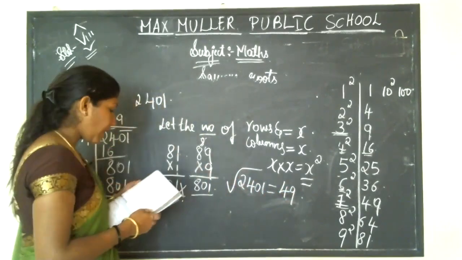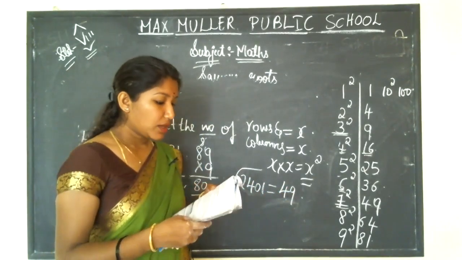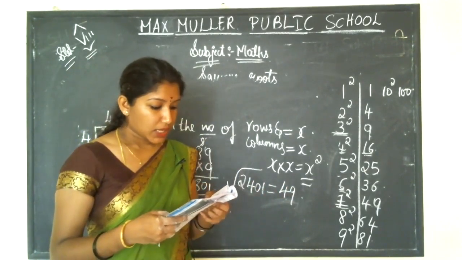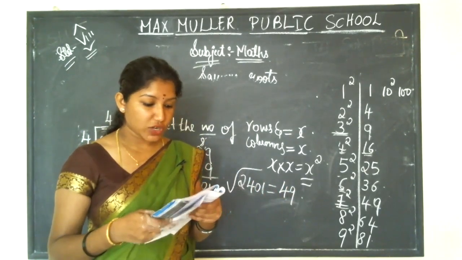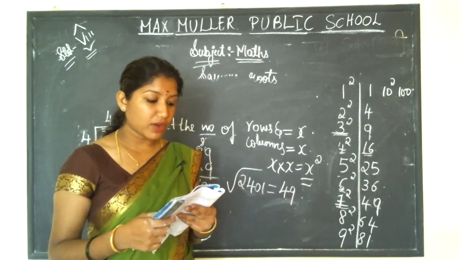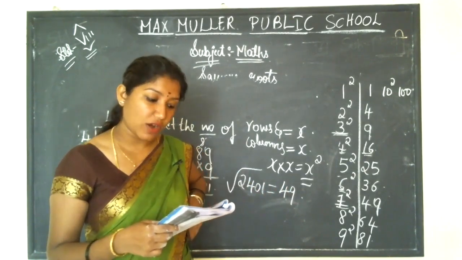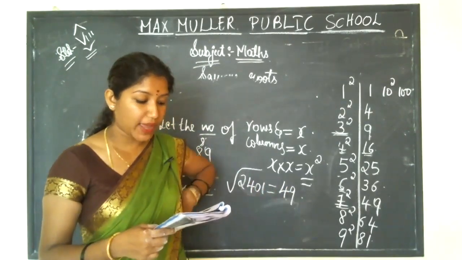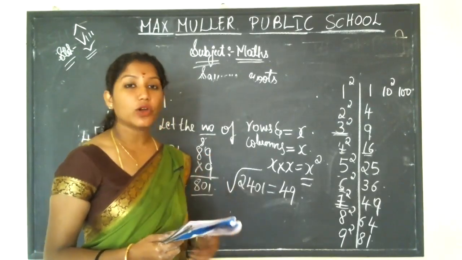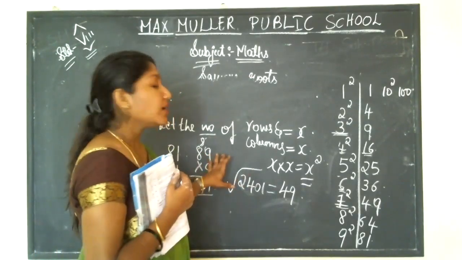The number of rows is equal to how much? 49. The number of rows is 49 and the columns are also the same. Like this, you have to find out the rows and columns.